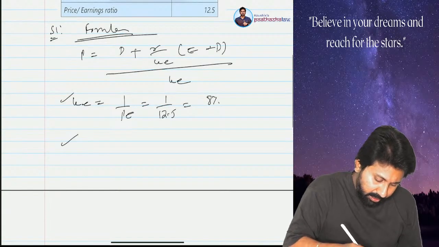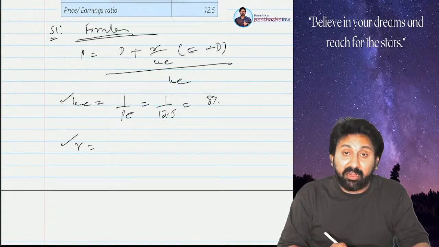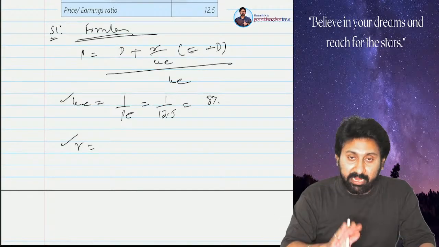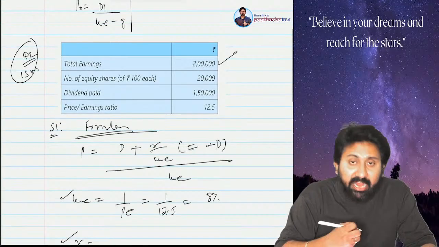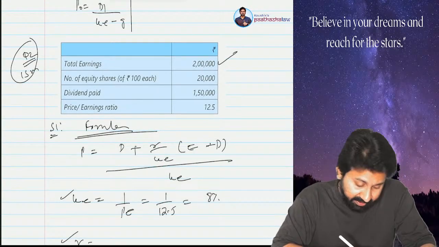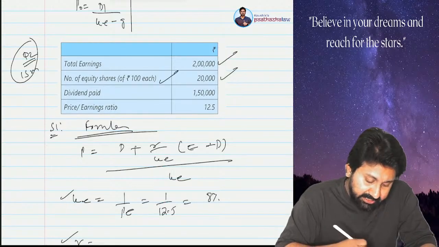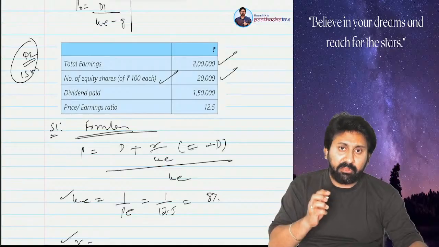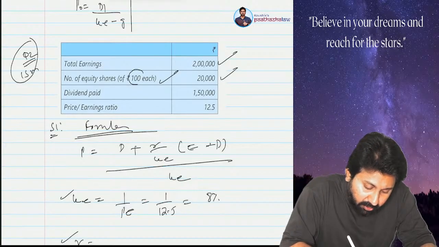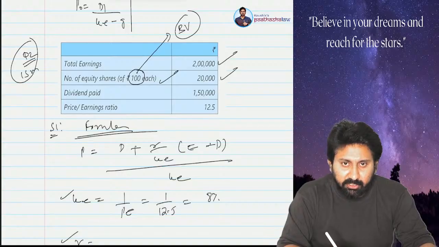Number 1 done. Number 2, R. When R is not given, how to calculate? Listen carefully to this point. In this question, earnings is given, yes. Number of equity shares is given, yes. How much is the par value of a share? 100. Par value can also be understood as book value.